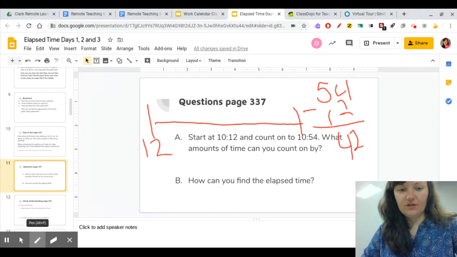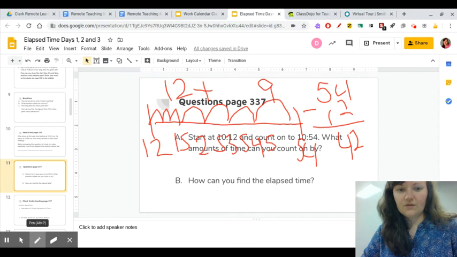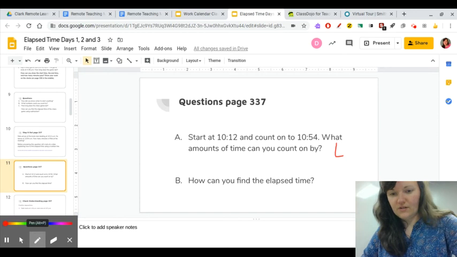Okay, 12, 13, 14, 15. Now we can count by tens: 15, 25, 35, 45. Then 45 plus something is 54, which would be 9 minutes. So we have 9, 10, 11, 12. This is where I messed up. 12 plus 10, 20, 30. So 12 plus 30 equals 42. I did mess up the first time. Yeehaw. Sorry about that. I think we got it now. So the answer to that one was 42 minutes.